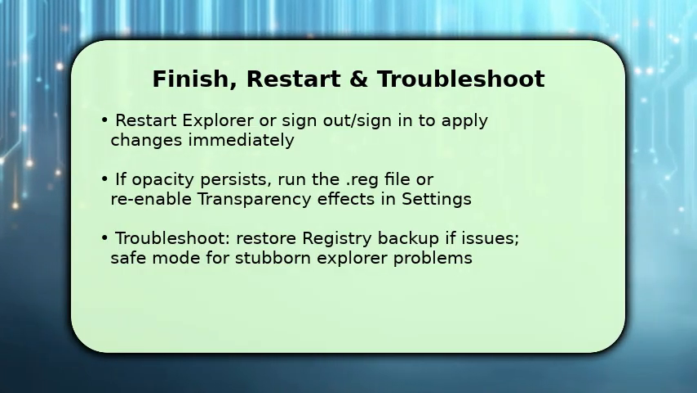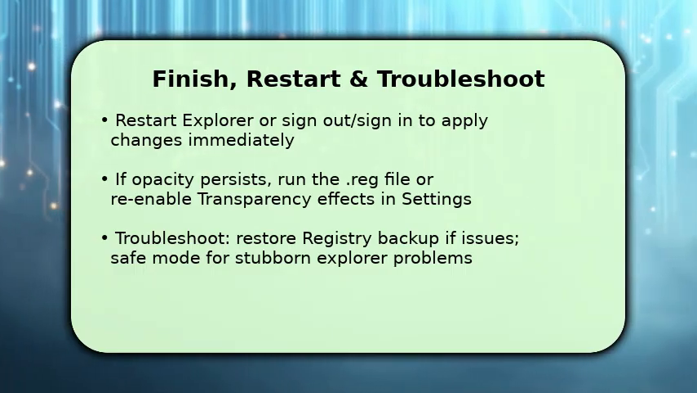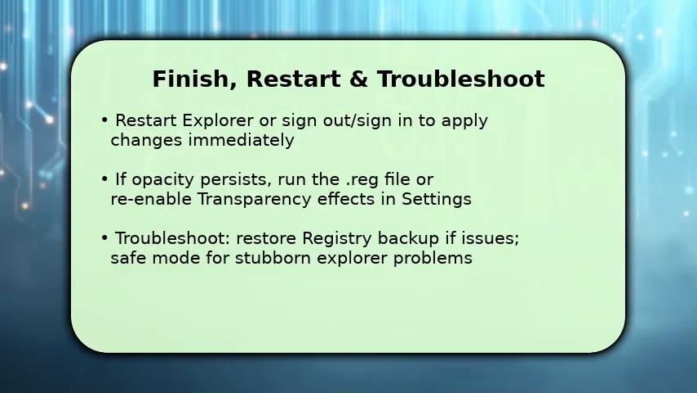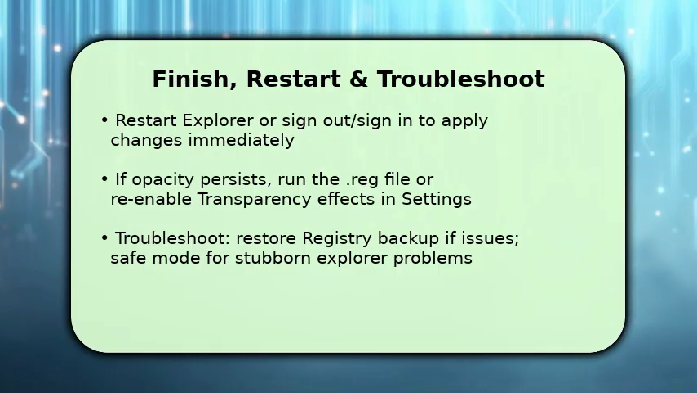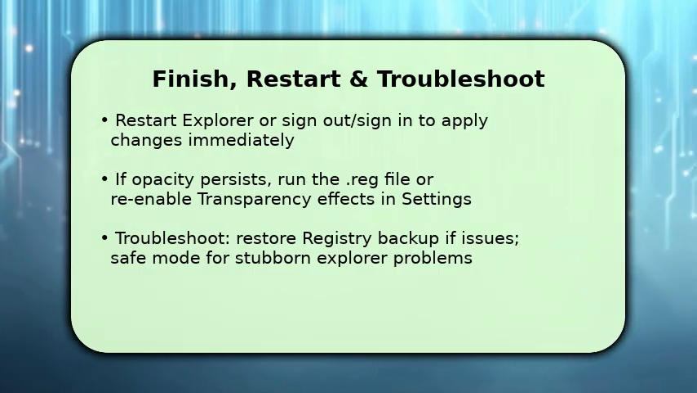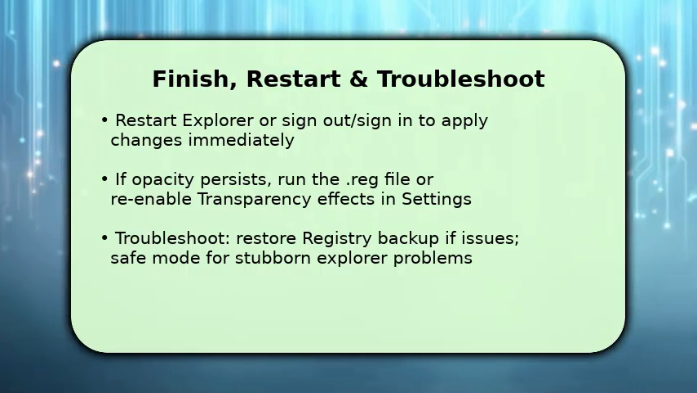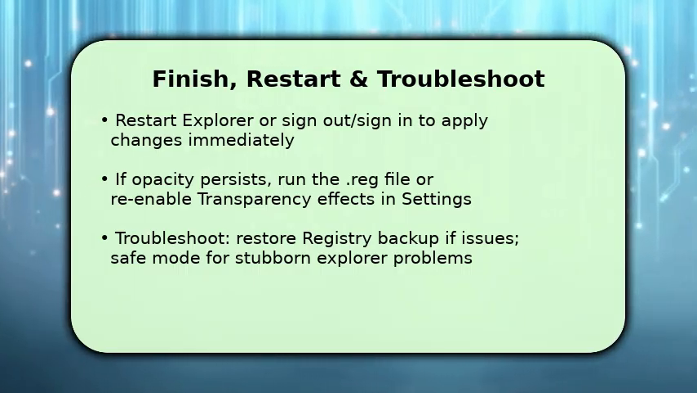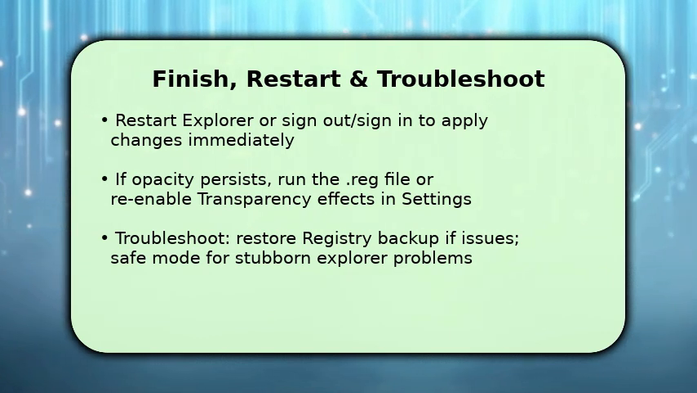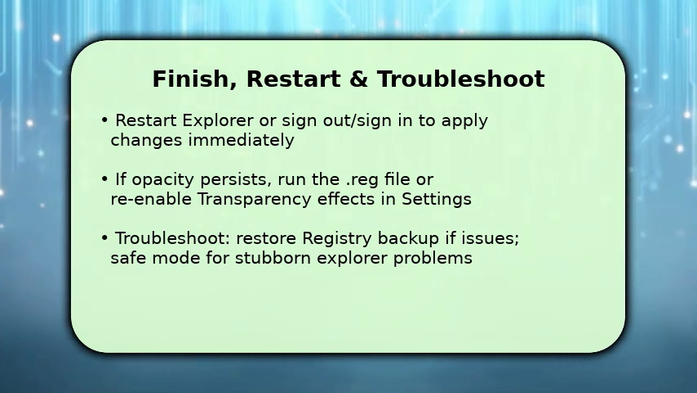If the taskbar still shows opacity, rerun the reg file you saved, confirm Transparency Effects is enabled, or use the third-party tool you downloaded earlier. If something goes wrong, restore your exported registry backup and reboot. That reverses the edits. Make sure to test after each change so you know which step caused the effect.